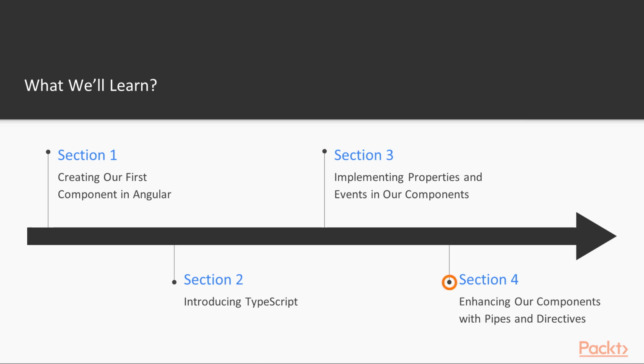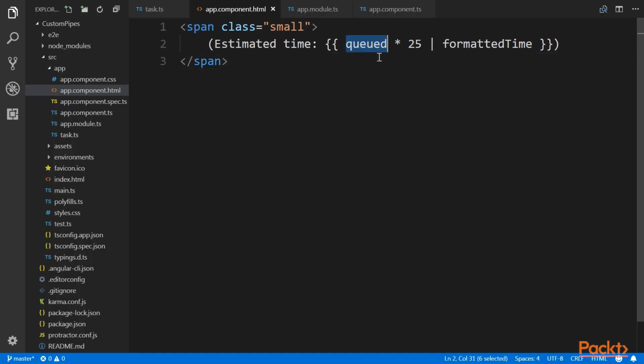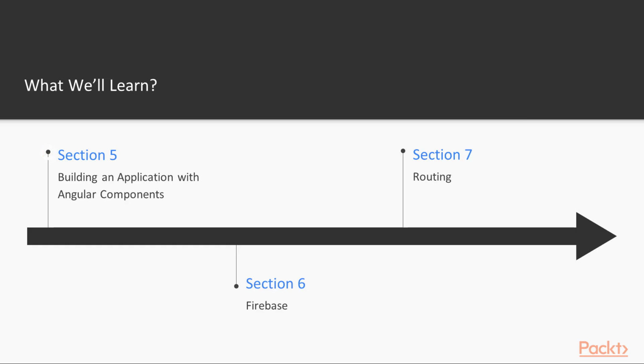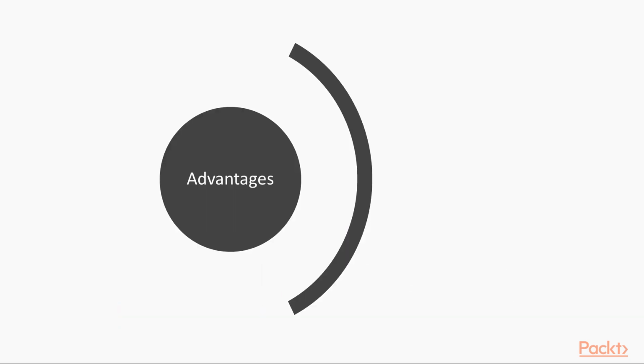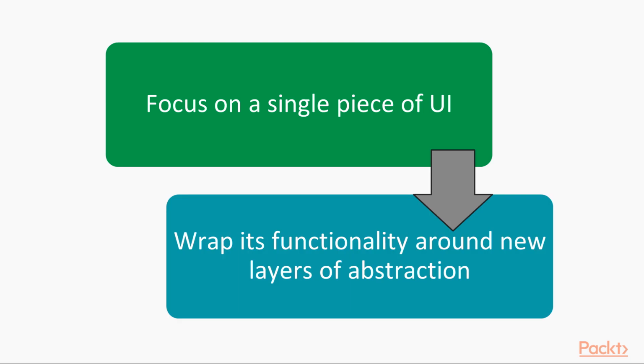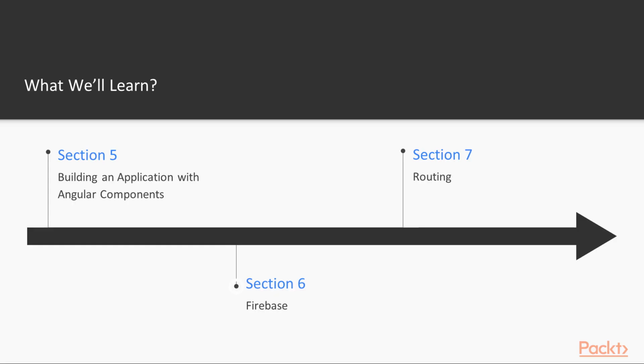Then we'll take a step further with enhancing our component with pipes and directives, where we'll show you how you can make your component more consistent and reusable with the help of pipes and directives. The fifth section, building an application with Angular components, dives right into our goal of building a real application. We address how to think and how to use the most common structural directives in order to control how the data should be displayed and act when being manipulated by UI elements.